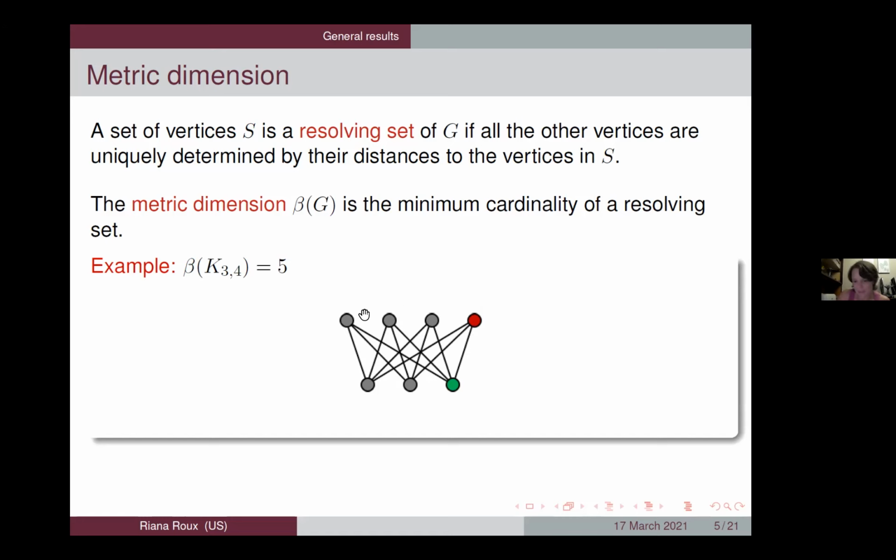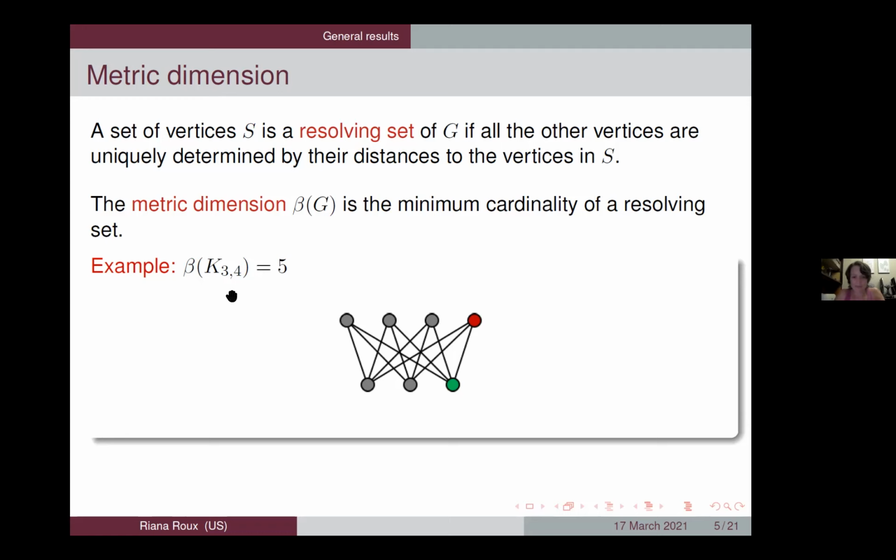4 isn't even enough. If we have the 4 on the left-hand side, then the 2 upper ones would be red and they will have the same distance. So we need at least 5 vertices in order for it to be a resolving set. And because 5 is enough, we know that the metric dimension of this complete bipartite graph is in fact 5.